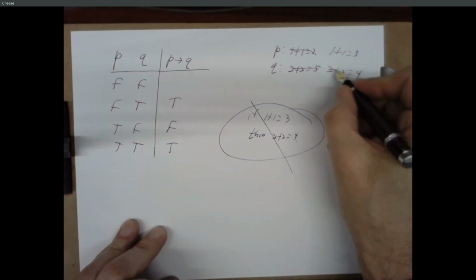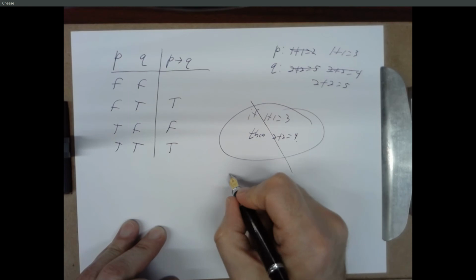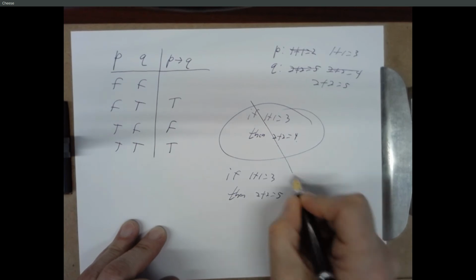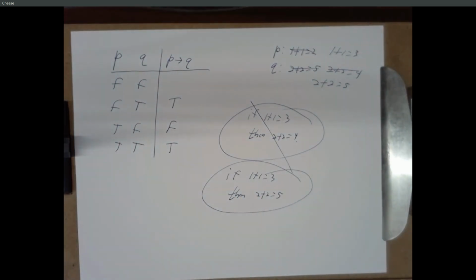Okay, so let's look at the weirdest case. If 1 plus 1 equals 3, then 2 plus 2 equals 5. So now P and Q are both false. So how many people think that proposition that's circled is true? And how many think it's false? And how many are not voting? Okay, this is going to turn out to be true. And that's pretty weird.